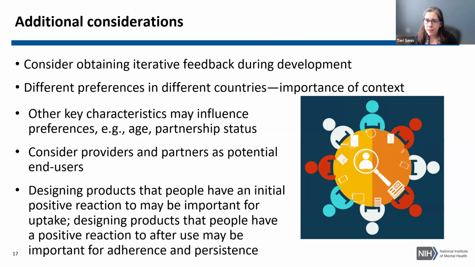In multi-country studies, it's important to note that there have been different preferences in different countries. So it's really important to consider the context, as well as other key characteristics that might influence preferences, things like age or partnership status. You really want to make sure that you have variation in participants to capture these different characteristics that might influence preferences. We should consider thinking about and involving providers and partners as potential end users.